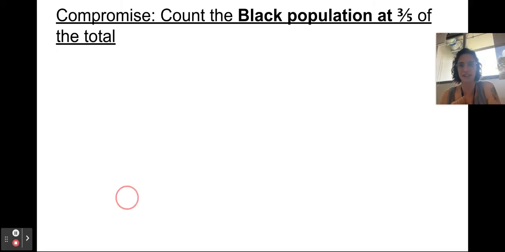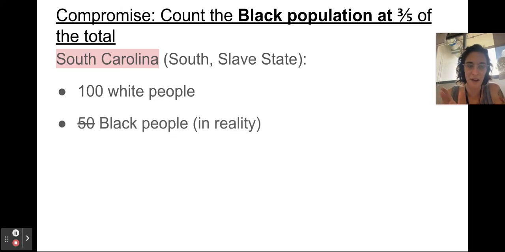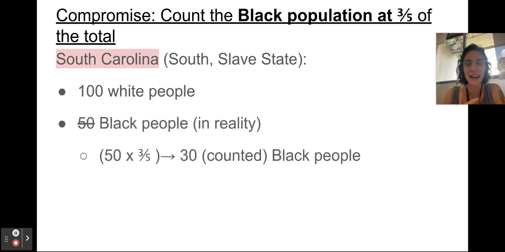3/5. So South Carolina with its 100 white people and 50 black people, in reality, instead, let's call that 30. We're going to call it 30, even though it really is 50. But for the purposes of figuring out how many representatives you get, let's call it 30.